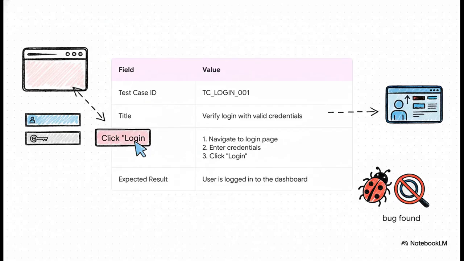And here's a perfect example of one in the wild. This test case, called TC_login_001, is all about making sure the login works. You can see the steps are super clear. Go to the login page, type in a valid username and password, click the login button, and the expected result? The user successfully logs in and gets taken to their dashboard. If that doesn't happen, bingo, we've found a bug.